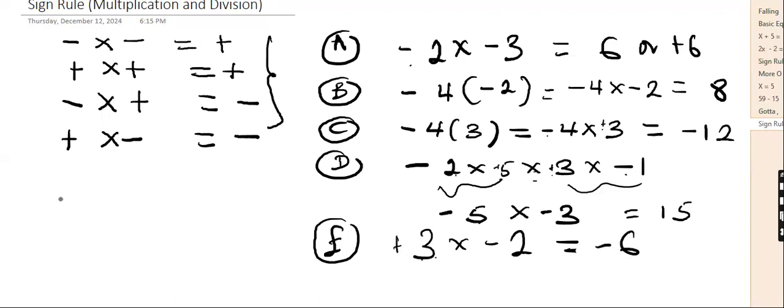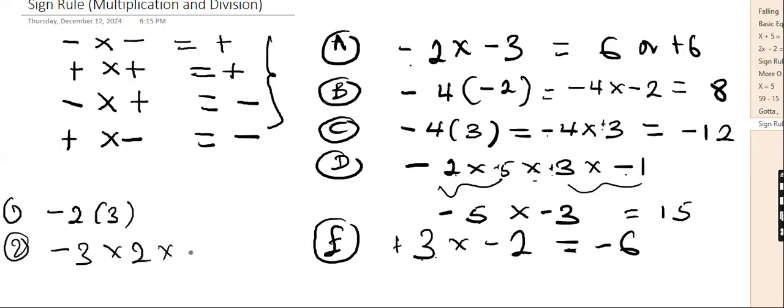And I want you to try this and put your answer in the comment section. Minus 2 bracket 3. That's the first one. And the second one, minus 3 multiplied by 2 multiplied by minus 1. So I want you to put that in the comment section and tell me what the value is.